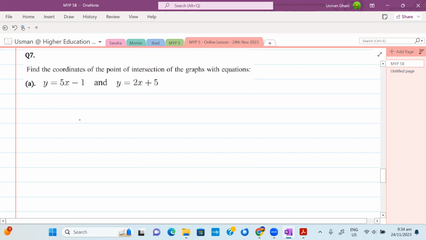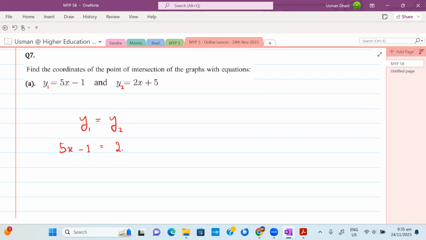So I'm just gonna do y equals y. If y equals y bothers you, call this y1 and call this y2, so you can call it y1 equals y2, if that bothers you, okay? So can I now write 5x minus 1 equals 2x plus 5? I know I'm running out of time.